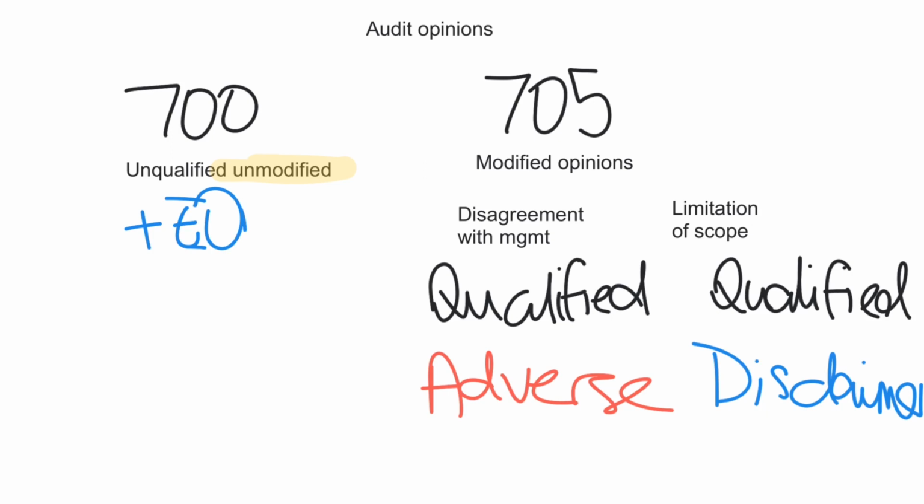So if you said unqualified or you said unmodified, I would presume you mean the same thing. You're always best to use both terms, so use unqualified, unmodified, but remember, to the unqualified, unmodified, you can add an emphasis of matter paragraph to that, if you've got a going concern, material uncertainty, or a significant subsequent event that you think needs to be disclosed.